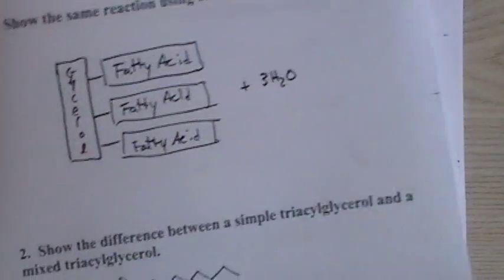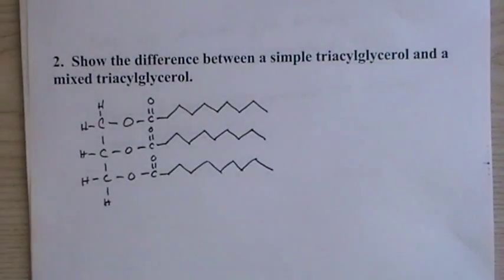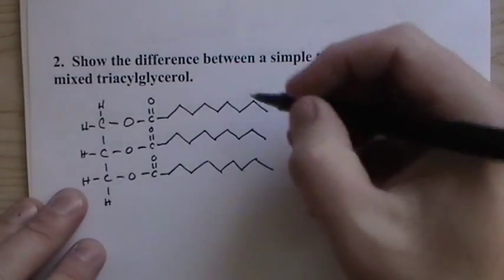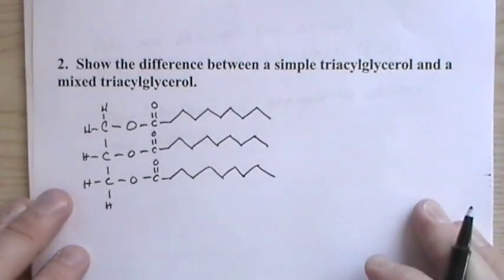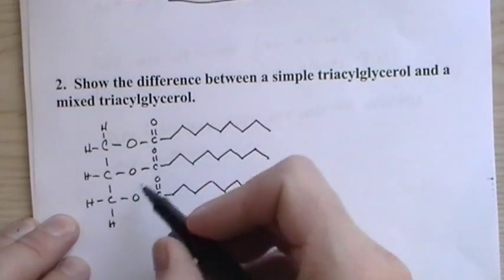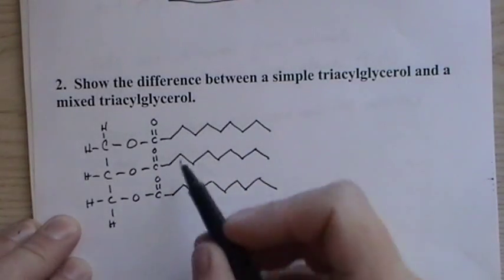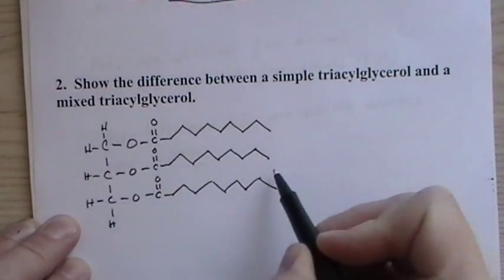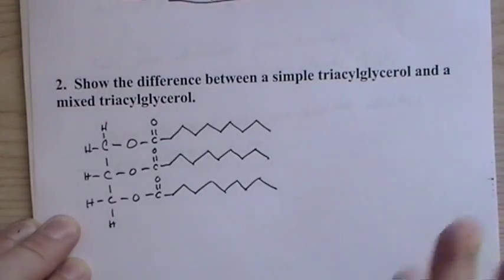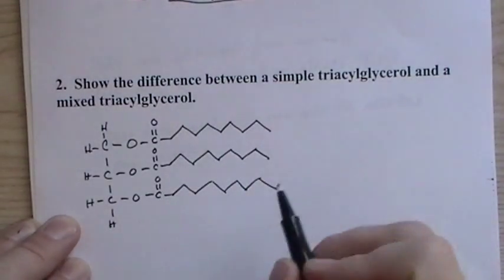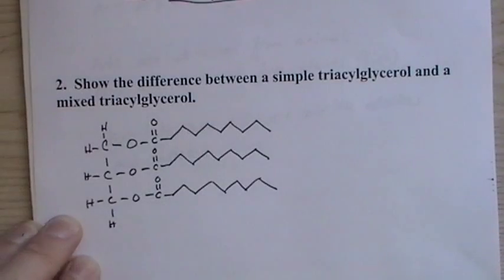Okay, now, oops, I forgot the second part here. Show the difference between a simple triacylglycerol and a mixed triacylglycerol. Now notice that the fatty acids that came into this system to create this triacylglycerol all have the same number of carbons. There's no double bonds here. Let me just make sure everything looks good, and they're all the same. So that's a simple triacylglycerol.